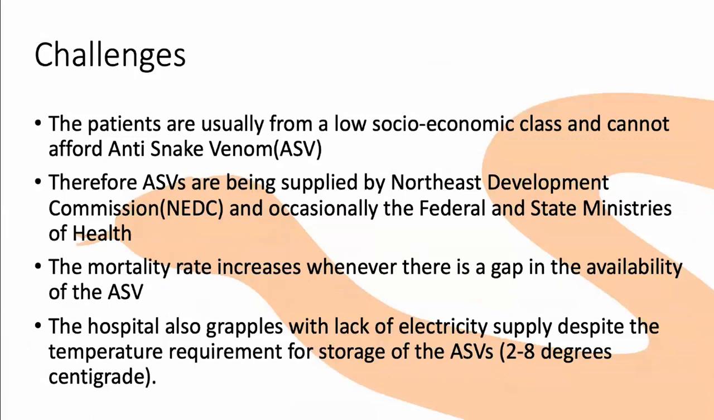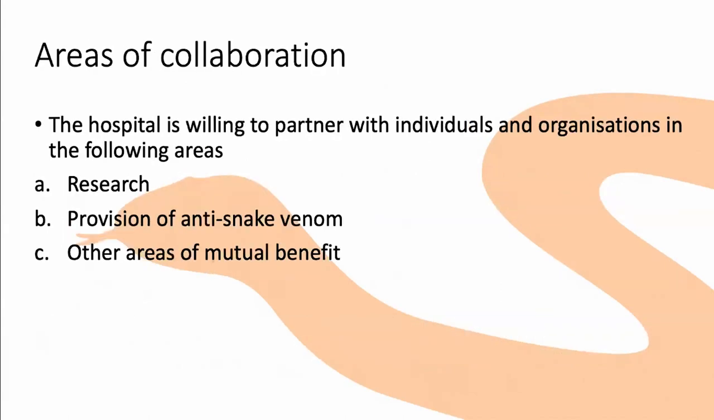The challenges of this center are as follows. The big challenge is that of anti-snake venom. As we can see, when the anti-snake venom is available, there is a reduction in mortality, and when the anti-snake venom is not much, there is an increase in mortality. We also have an issue of lack of electricity. And so these are some of the challenges in the facility. Next slide.